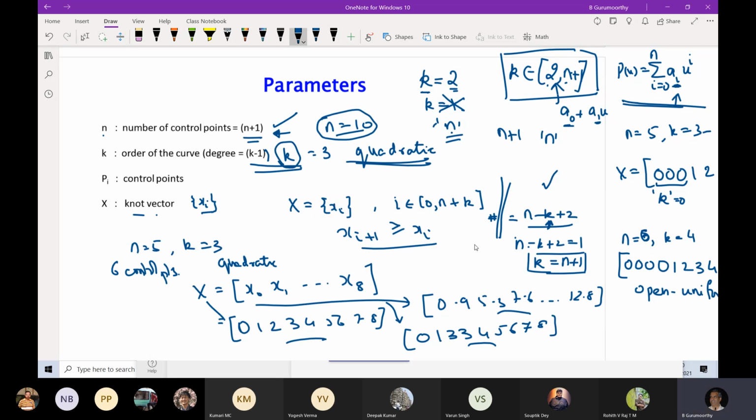So, sorry, for k equal to 3, n must be at least 2. For a given k, you can similarly write what n must be, the smallest n that you can have. Just like the largest k for a given n is n plus 1, the smallest n for a given k is how much? Again, you can use the same expression and flip it, and this will become k minus 1. So your control points can never be less than this, and your order can never be more than this. That's the bound that you need to keep in mind.